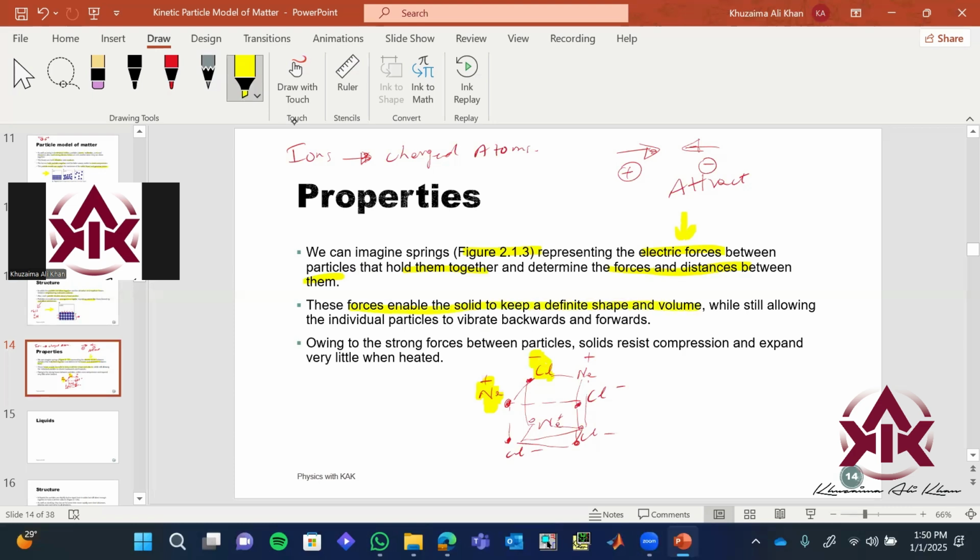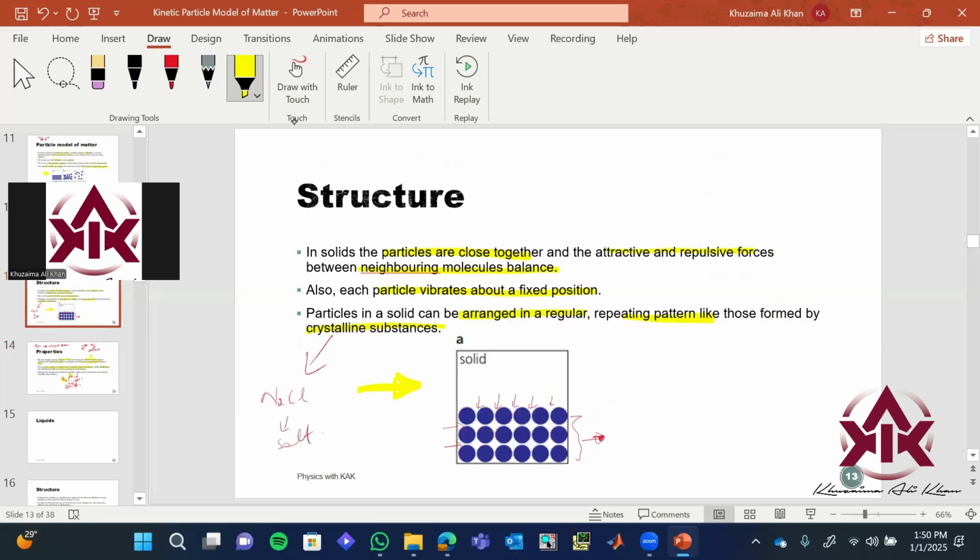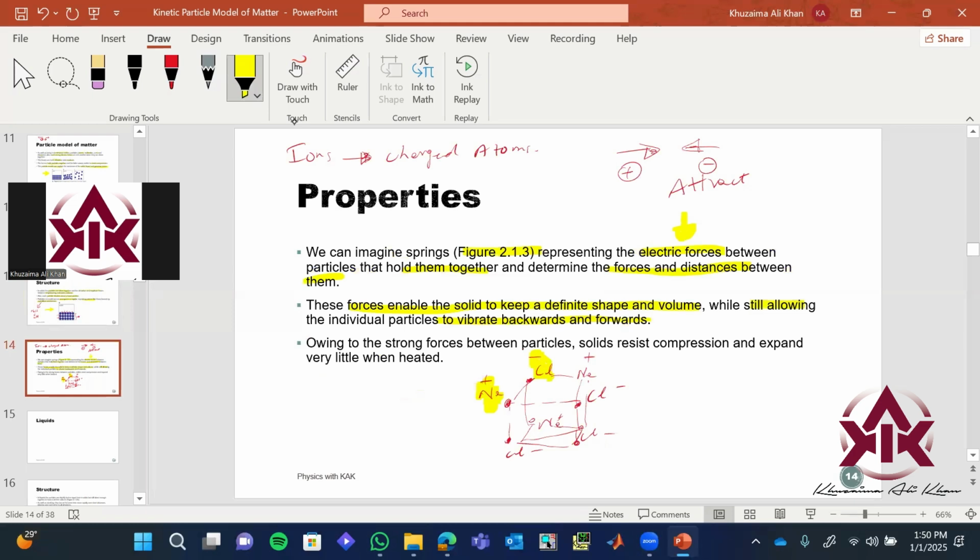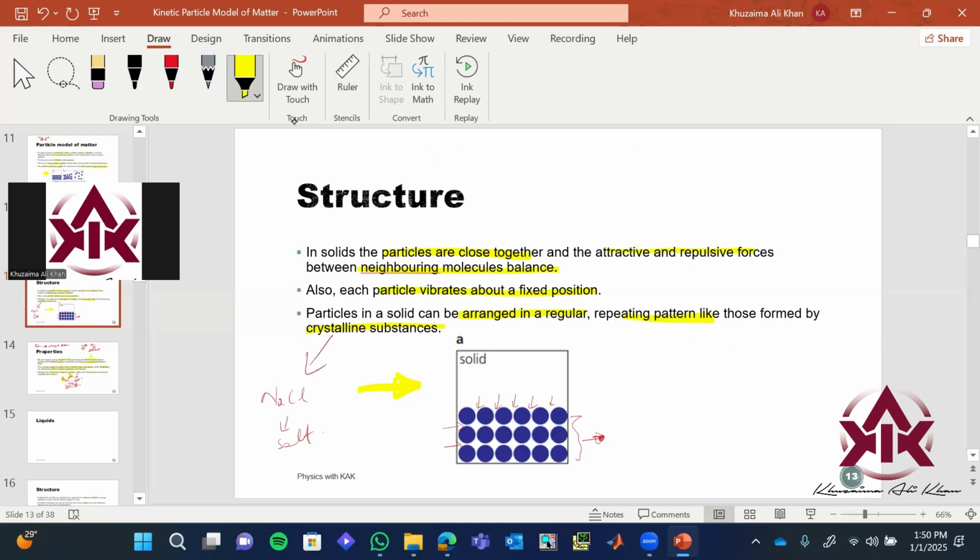That is how the property of fixed shape and volume arises, because of these uniform electric forces, while still allowing the individual particles to vibrate backward and forward. You can see in this particular shape, every atom is vibrating while remaining in the fixed shape, but they are not getting away out of the entire structure. Owing to the strong forces between particles, solids resist compression and expand very little when heated. Again, this is the property which we have studied in solids, that they were incompressible.